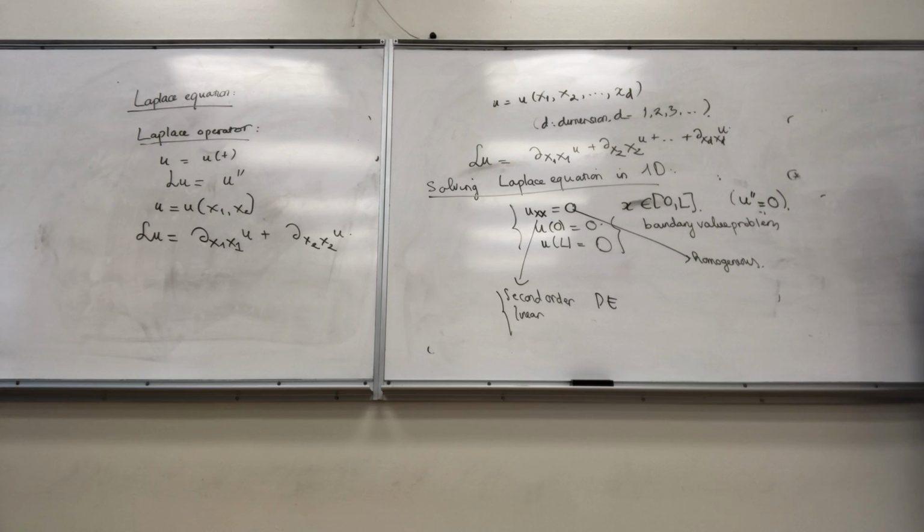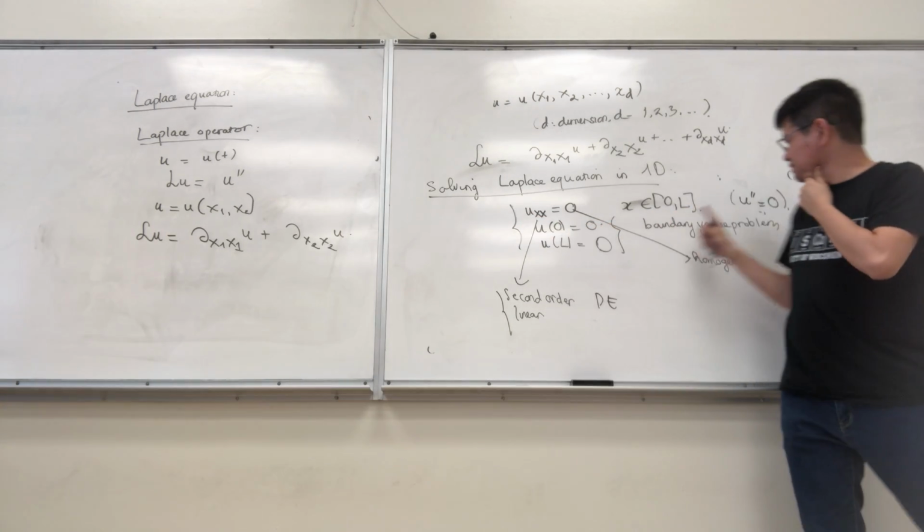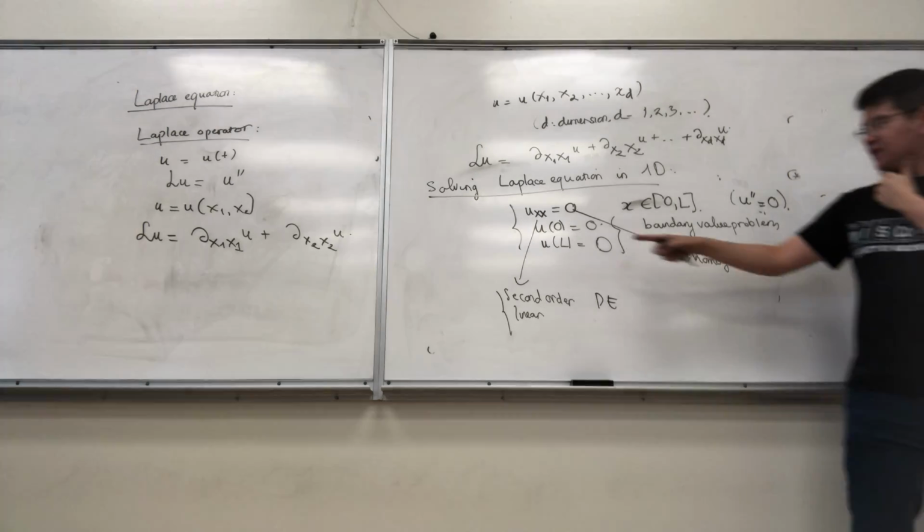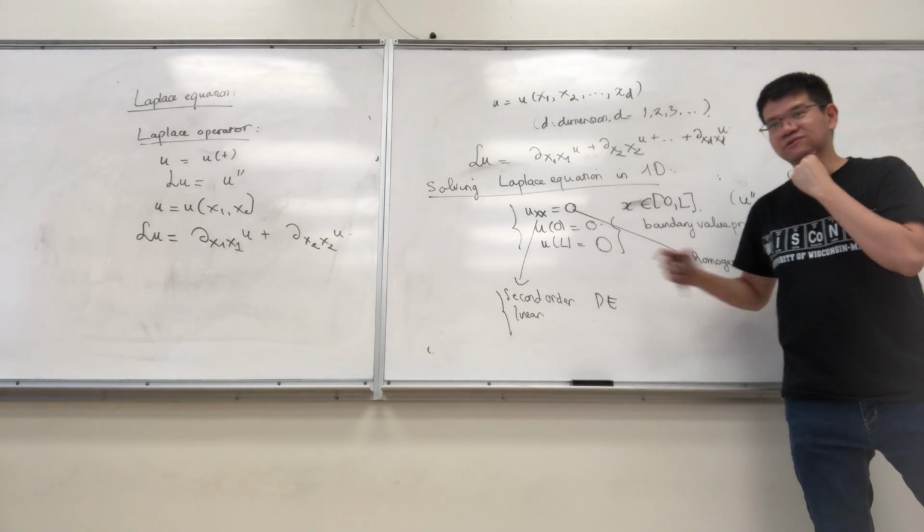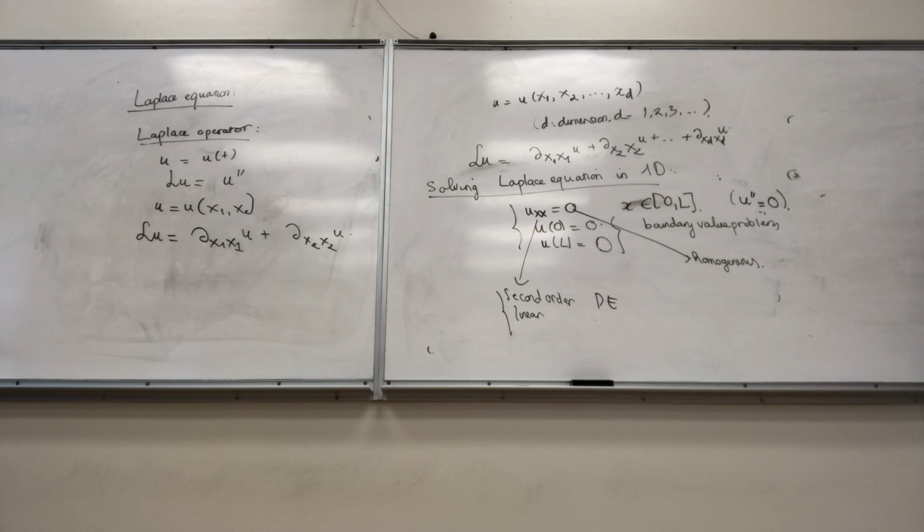All right. Now, I want to solve this problem. I have the second derivative of u is 0, u at 0 is 0, u at L is 0. So how can I solve it?